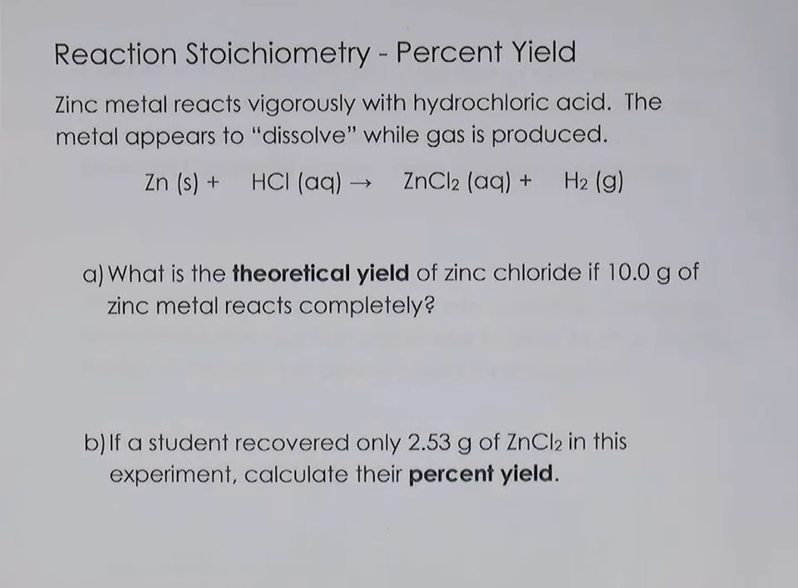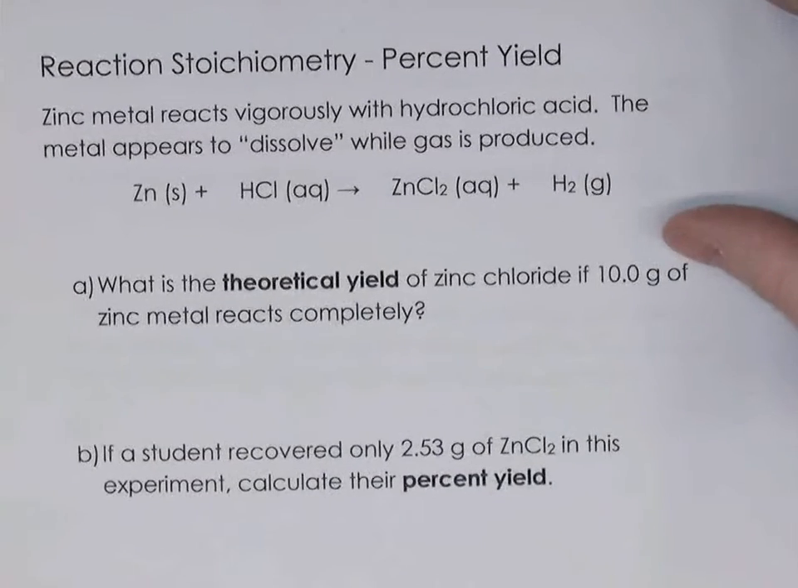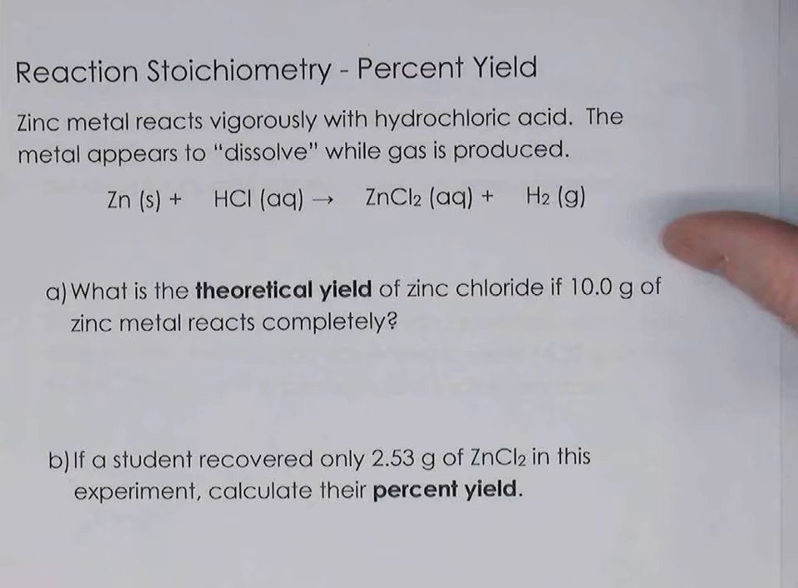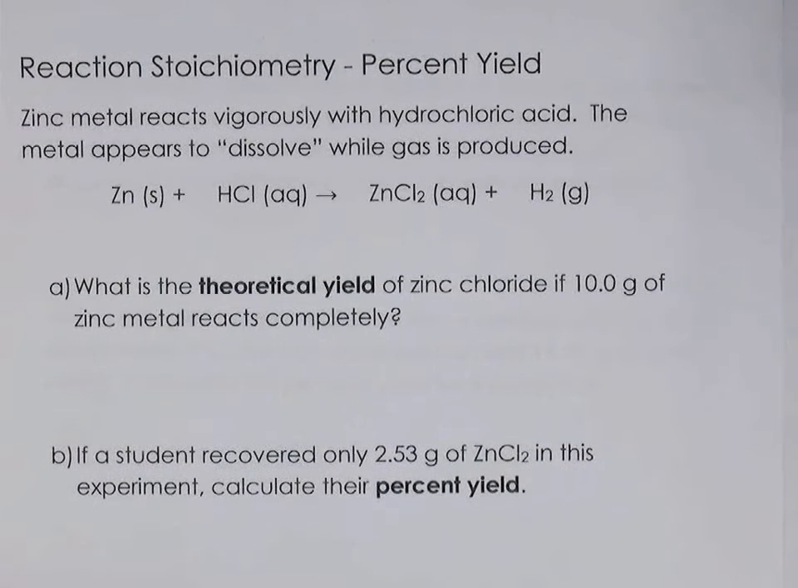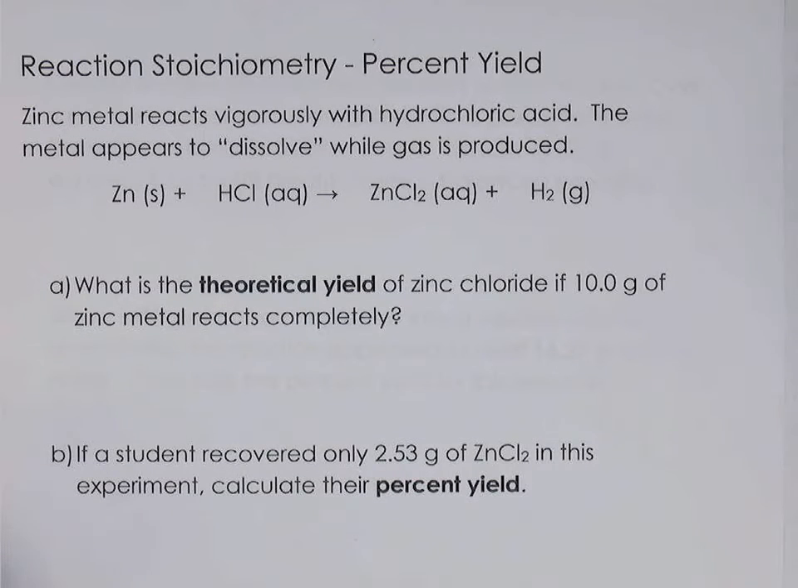In this video, we're going to take our topic of reaction stoichiometry and add on a new layer. We're going to look at percent yield calculations. We'll start with a very simple introduction to percent yield, and then we'll use it in a way that's a little bit harder. So to begin with, let's take a look at a reaction between zinc metal and hydrochloric acid.